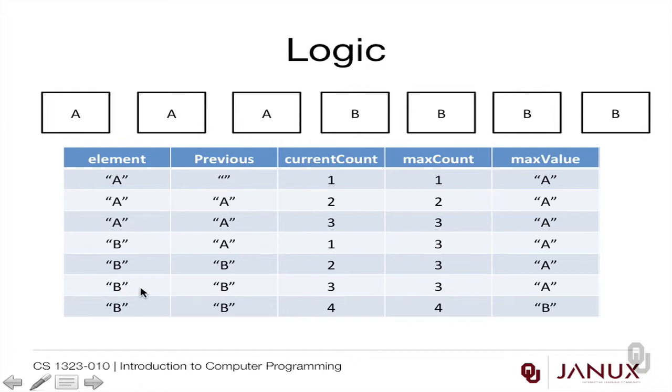Here's our third B. Our previous value is B, so that means we increment our current count. Now at this point our current count is equal to max count. So that's that troublesome tie case that we worry about. I just left it at A. You could change it to B. I don't really care which you do. And here's what happens when we get our fourth B. The B matches the previous B. That increments current count to 4. So max count then goes up to 4 and max value becomes B.